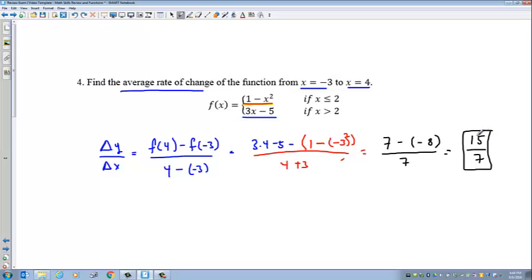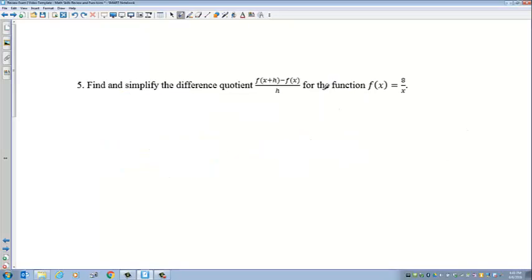All right, so what does this number actually mean, though? So if you graph this function and look between -3 and 4, what you'll see is it's not decreasing, it's actually increasing. And it's increasing on average. If you go over 7, you go up 15, or you can say if you go over 1 unit, you go up 15/7 of a unit. So on average, it's increasing between -3 and +4. All right, let's see what's next.